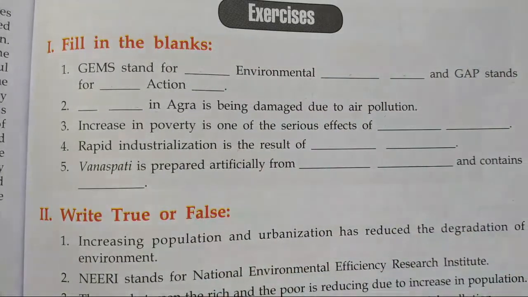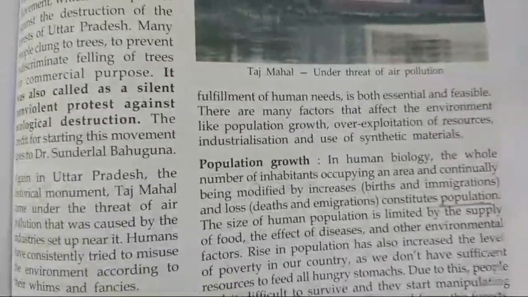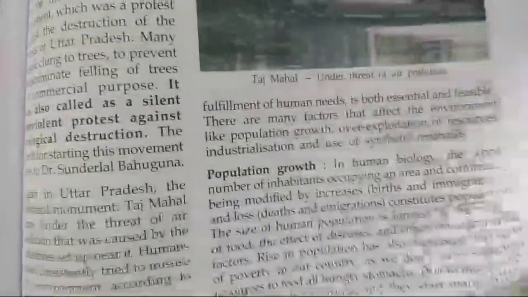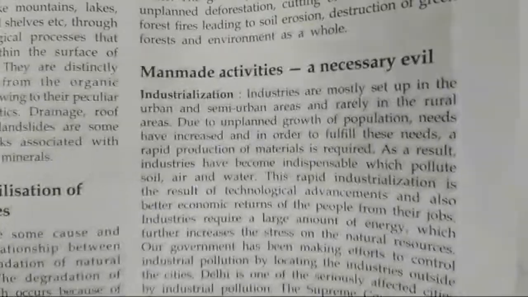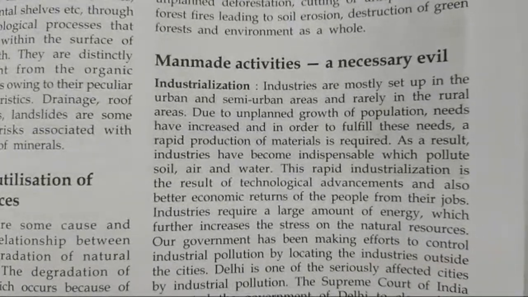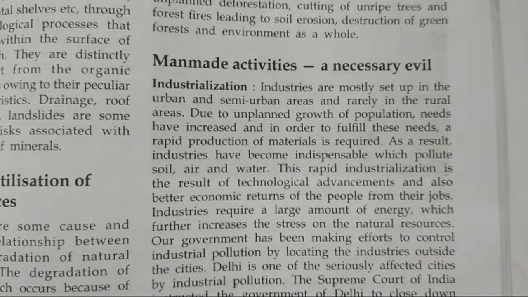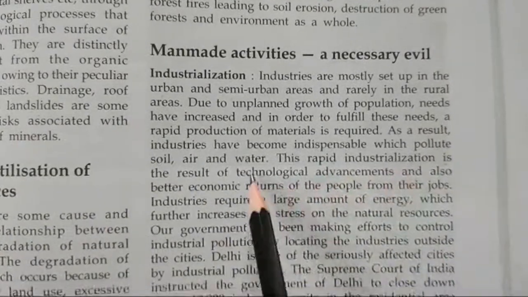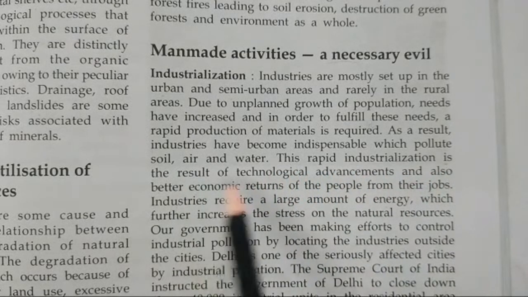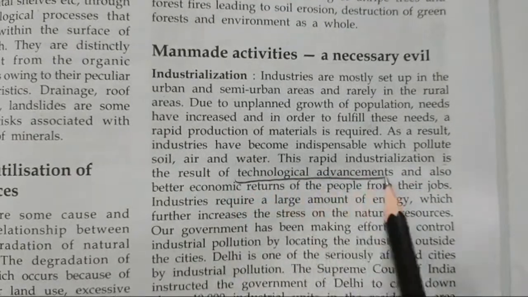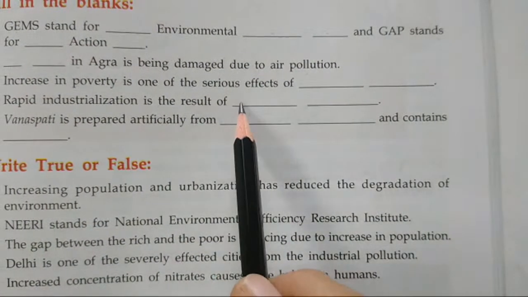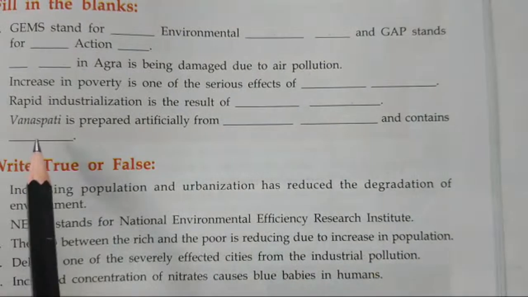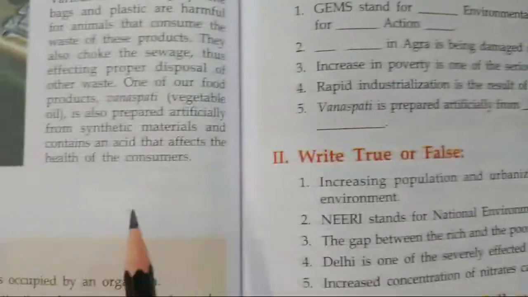Why are there more industries? Rapid industrialization. So we read the population concerns, population growth, and the rapid industrialization. 2 words. Rapid industrialization is caused due to, here, technological advancement. So you will write technological advancement. Then the last word, Vanaspati, we read it here.